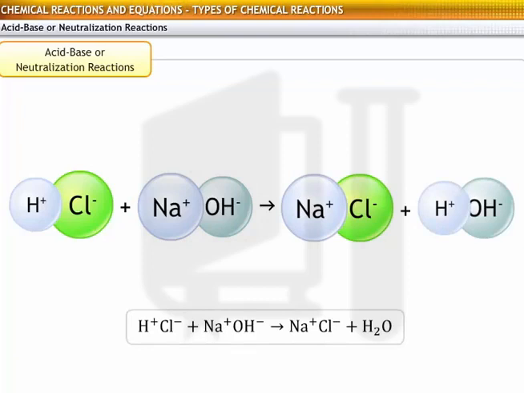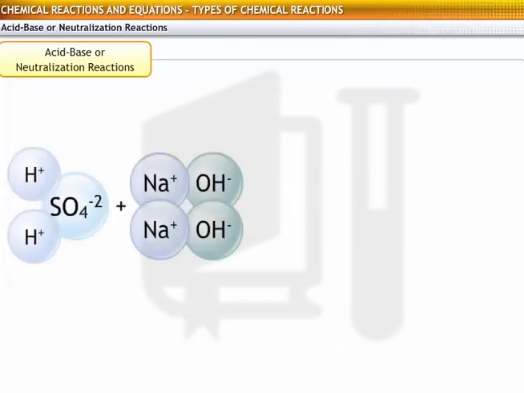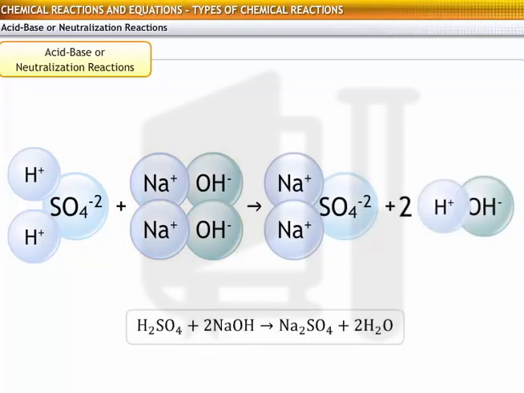Another example of an acid-base reaction is the reaction of sulfuric acid with sodium hydroxide. In this reaction, the sulfate ions of the sulfuric acid react with the sodium ions of sodium hydroxide to produce sodium sulfate salt and water.